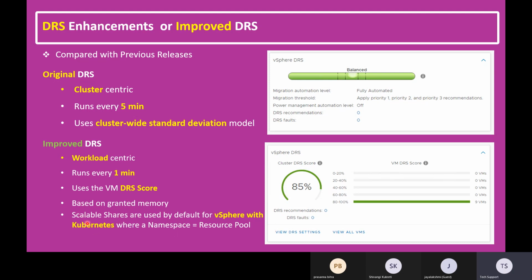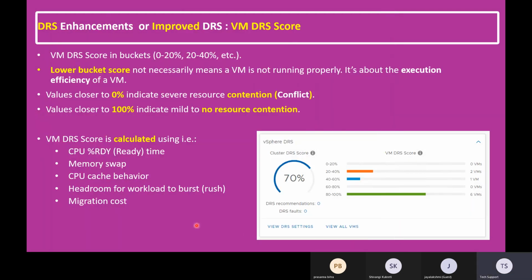So this scalable shares option is available in DRS. That option is mainly used by default for vSphere with Kubernetes, where namespace is equal to resource pool. The resource pool concept I will also explain in later classes. This is one of the key concepts for DRS improvements, or we can say enhancements. And another enhancement, a continuation topic.